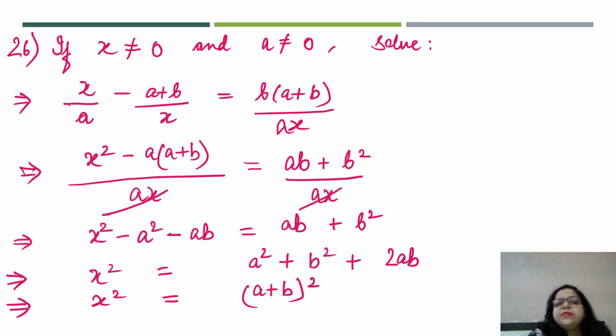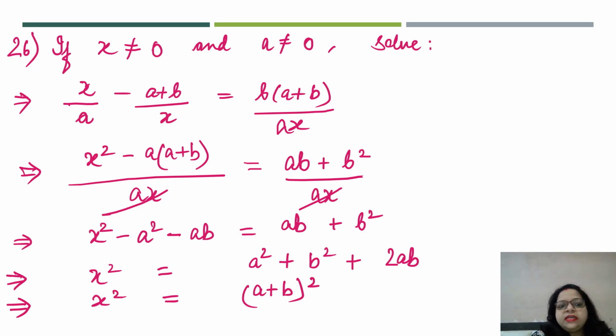Now, children, coming to the 26th question, this is the second last question of your exercise 5b, so let us see this question. If x is not equal to 0 and a is not equal to 0, solve x upon a minus a plus b upon x is equal to b into a plus b upon ax. See, on the right hand side only the term is ax.